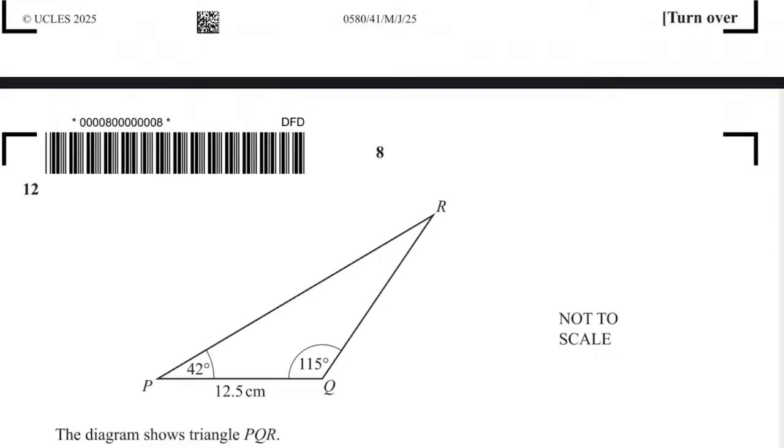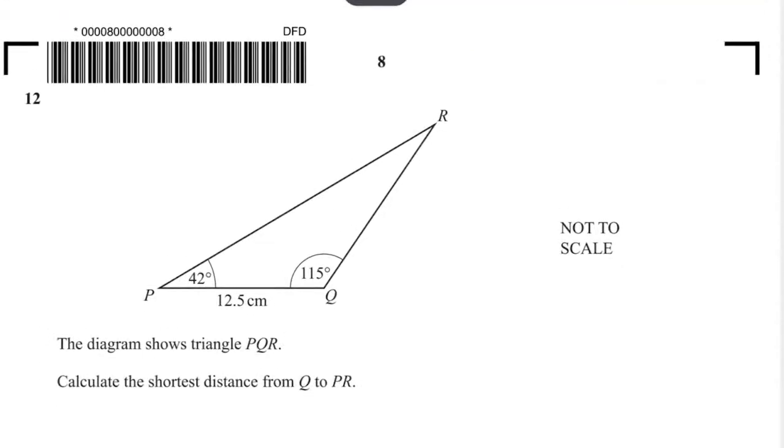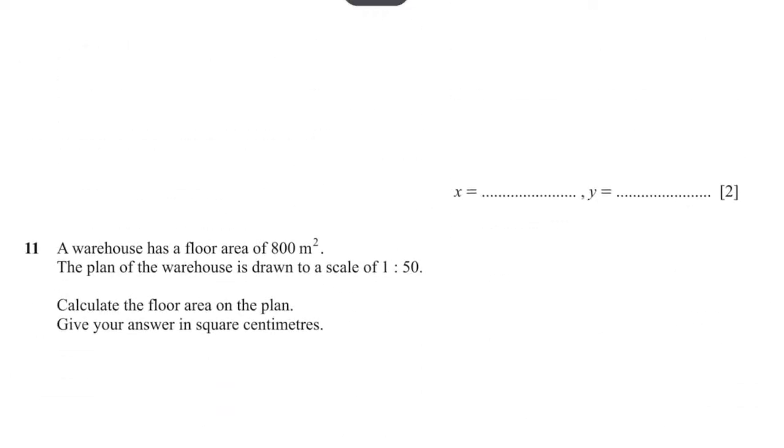Here is a triangle. And it's going to be very similar to what we've seen because it says shortest distance from Q to PR. So we just put that distance from Q to PR. We don't know it, but what we know, there is a right angle.